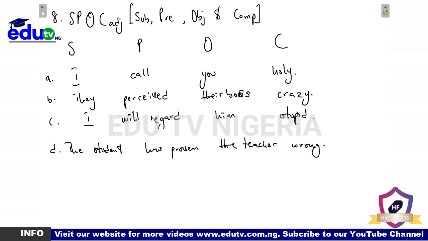And don't forget that all of these patterns can take optional adverbials. For instance, if I give the third example, I will regard him stupid, an optional adverbial, I will have something like I will regard him stupid for the rest of life. So for the rest of life is just an adverbial phrase that is optional in that sentence. Do you get it? It's as simple as that. Then let's go to the last pattern.